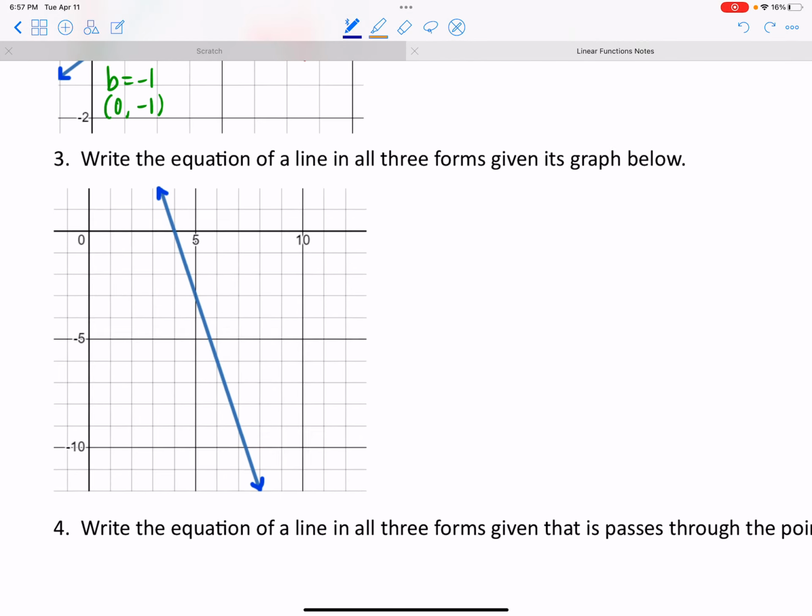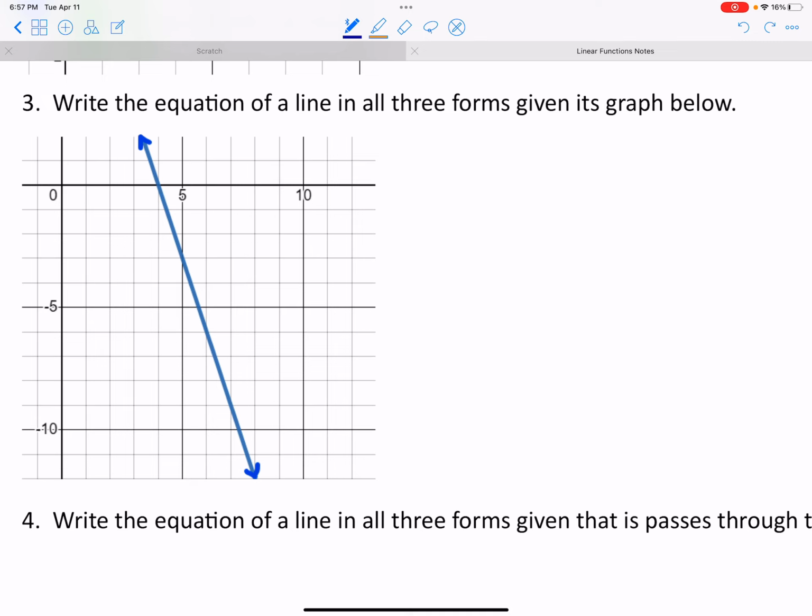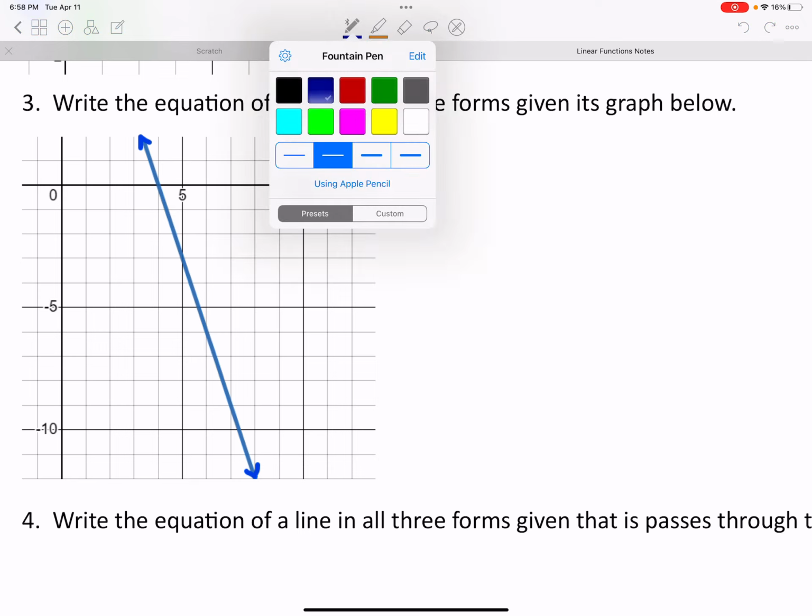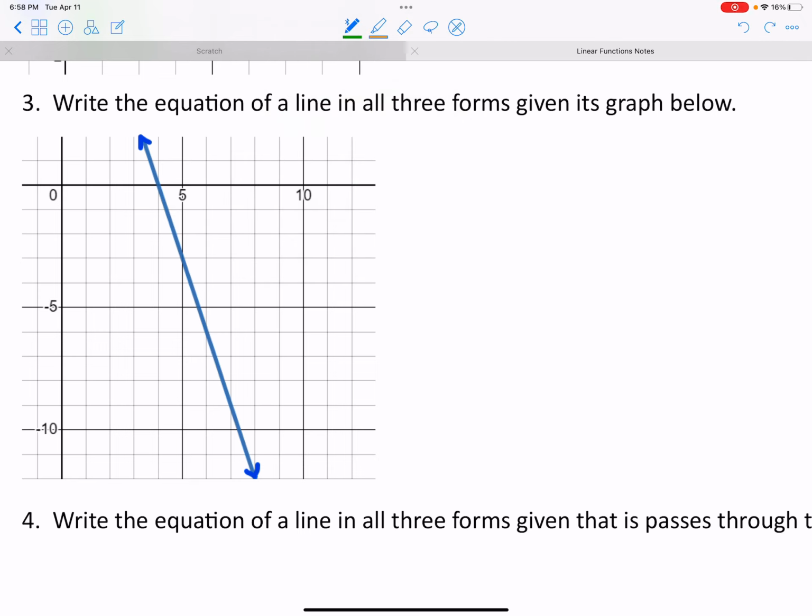Let's look at number 3, where again we're given a graph. We're going to try to write all 3 forms, but let's see what the graph gives us this time. Notice the graph isn't crossing the y-axis, so we can still use a couple of points to count the slope, but we're not going to be able to plug in b because we don't have it on this graph. So let's first locate a couple of points, any points you want. So I'm going to start here. I can see this one crossing the x-axis at 4, 0.